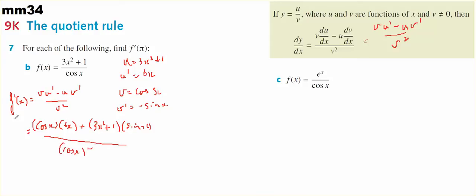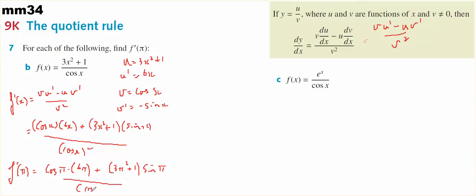And if I'm interested in f dash of pi, it's going to be the cos of pi times 6 pi plus 3 pi squared plus 1 times the sine of pi, all over the cos of pi squared.